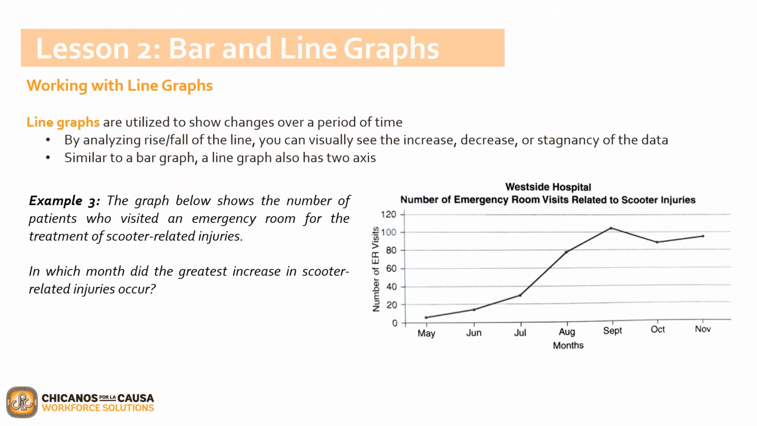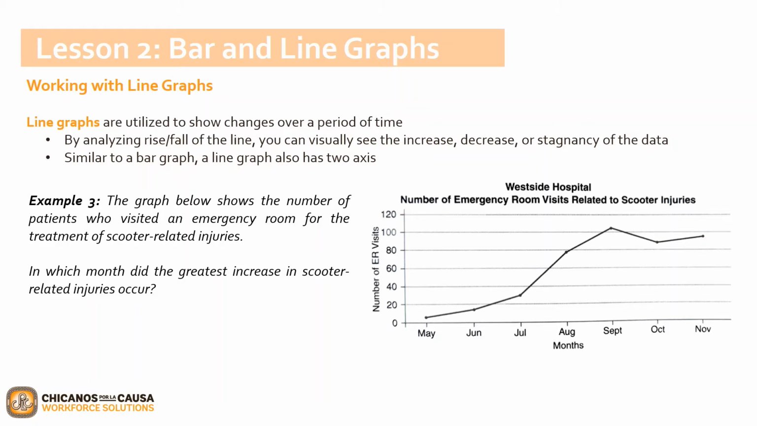So we can see our line graph here is of West Side Hospital. Our horizontal axis, or the x-axis, has all of the months listed in calendar order from May to November. Our vertical axis, or y-axis, represents the number of ER visits. You can see that it also increases in increments of 20, so of 20 visits to the ER.